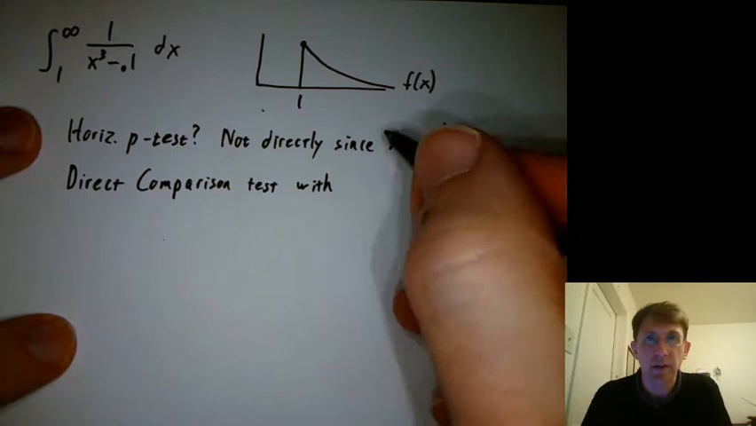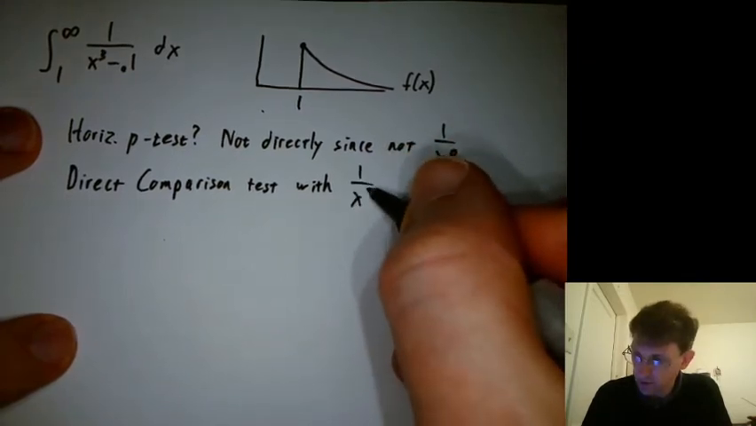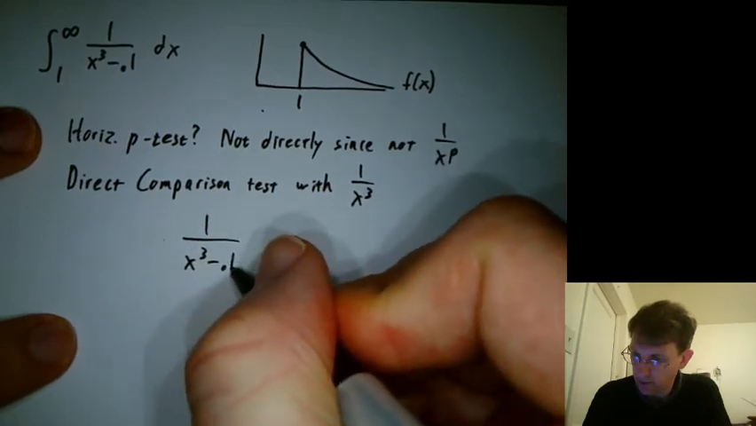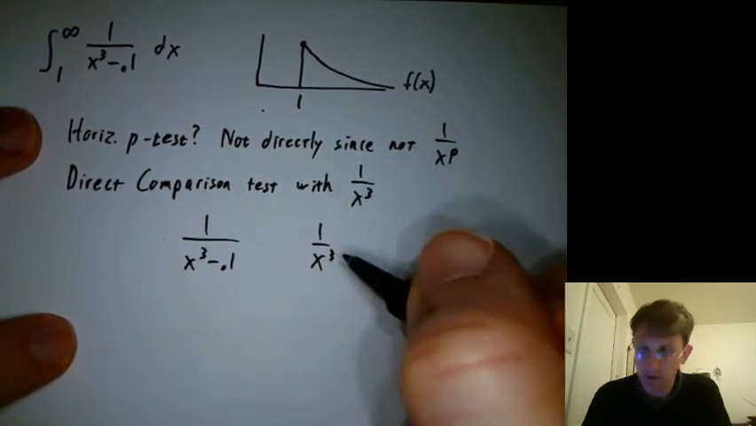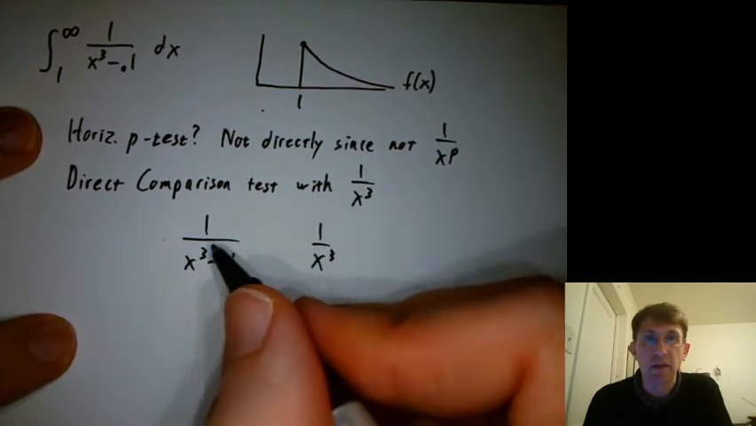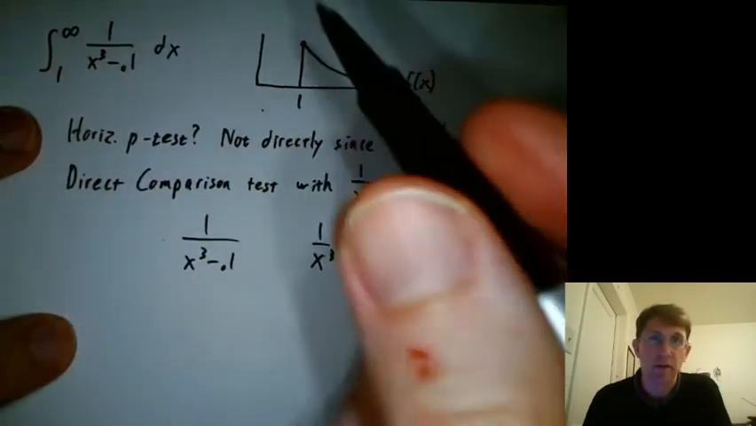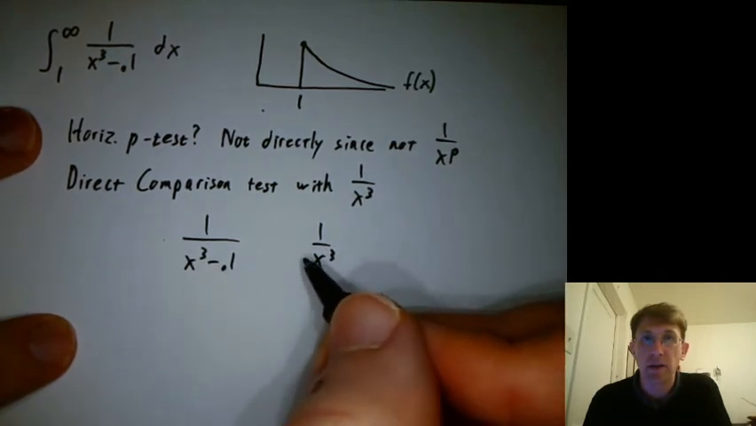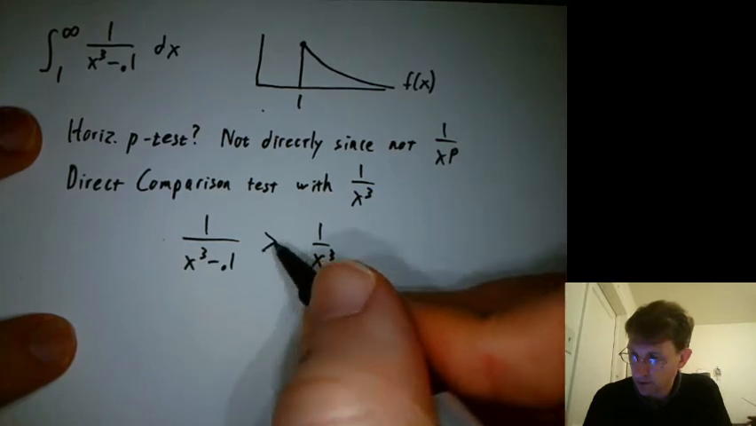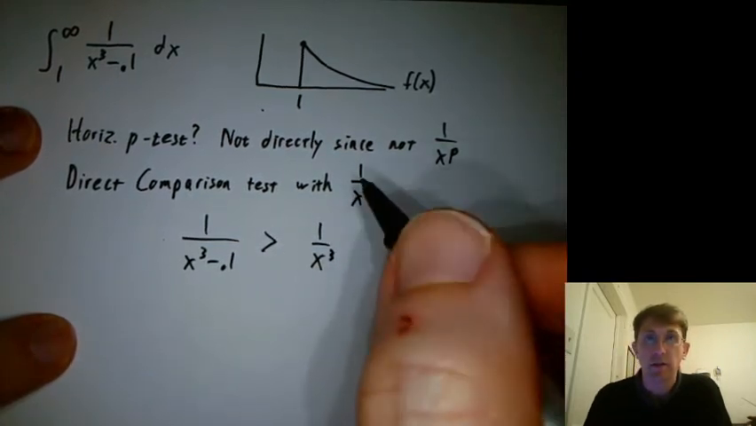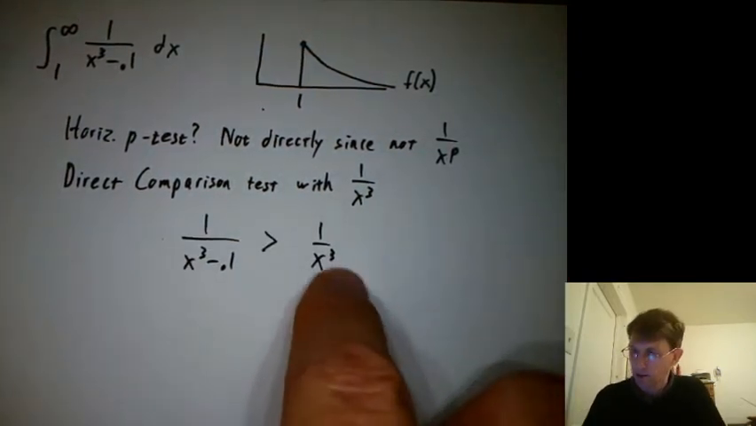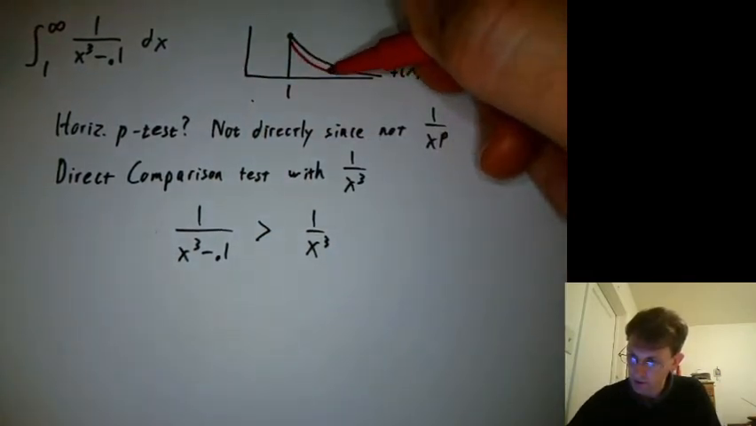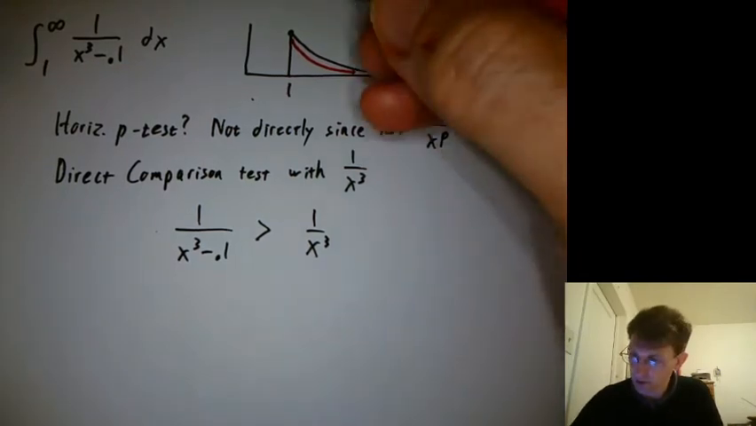What would be the obvious thing to compare it with? 1 over x cubed. So how does 1 over x cubed minus 0.1 compare to 1 over x cubed? For x greater than 1, the denominator here is smaller than the denominator here, so the fraction here is bigger than the fraction here. So if I draw 1 over x cubed, it would actually be smaller than the function we have here. I'm drawing it in red because it's a lower bound.